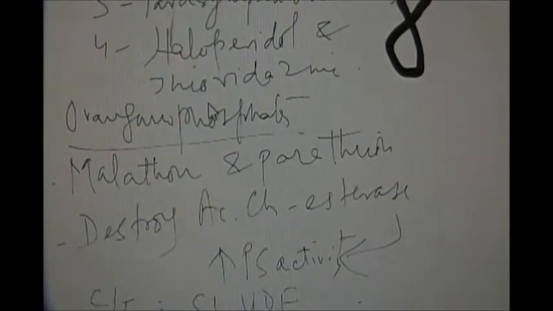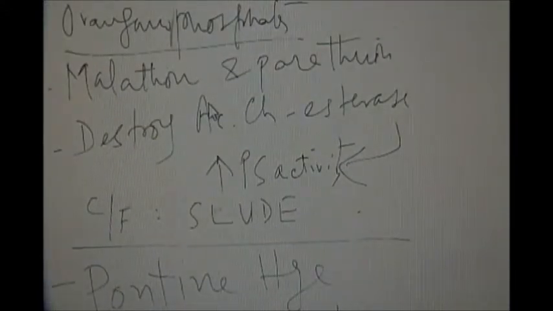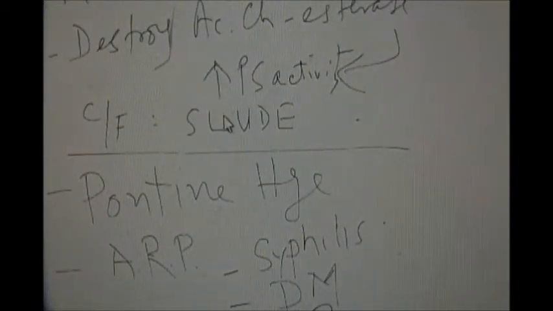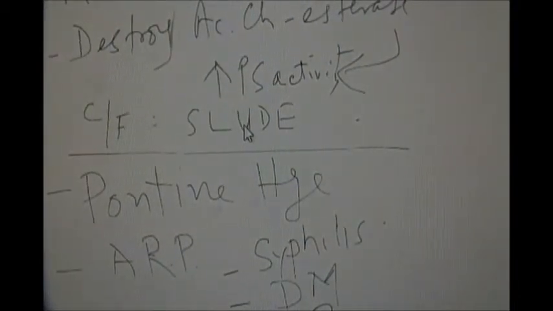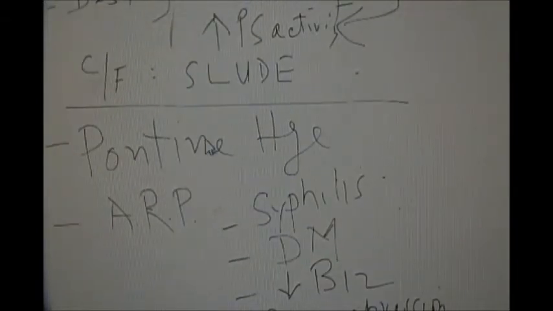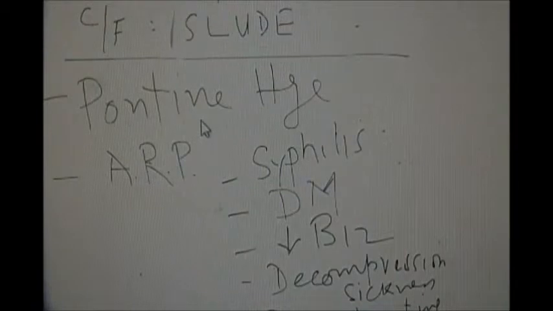The organophosphates, for example malathion and parathion, destroy acetylcholinesterase, and their overactivity causes parasympathetic activity: increased salivation, increased lacrimation, increased urination, diarrhea and emesis. Also, pontine hemorrhage causes pupillary constriction.